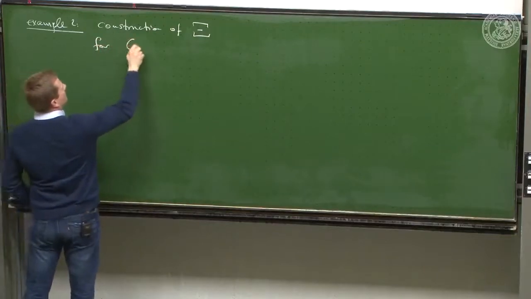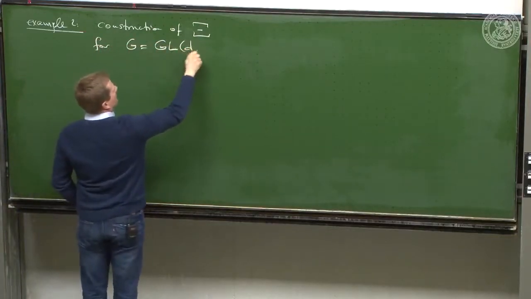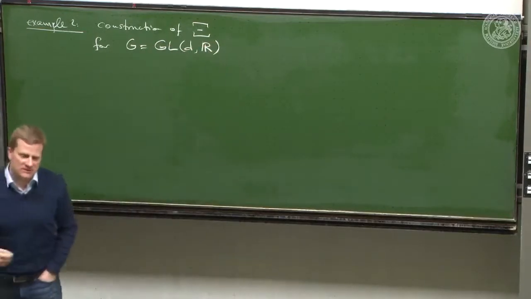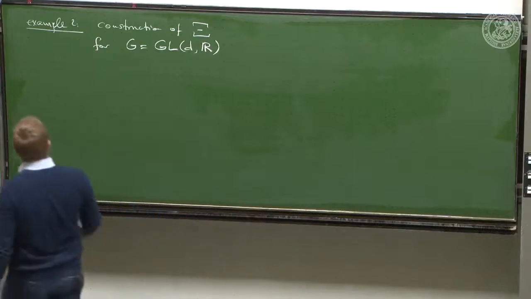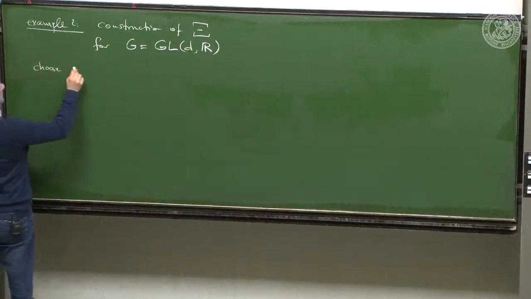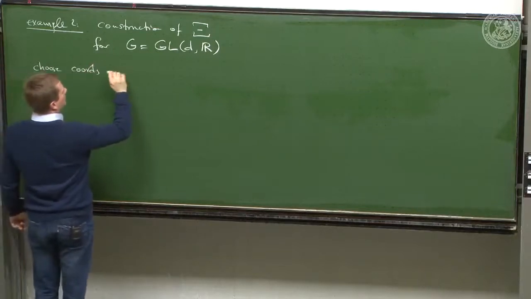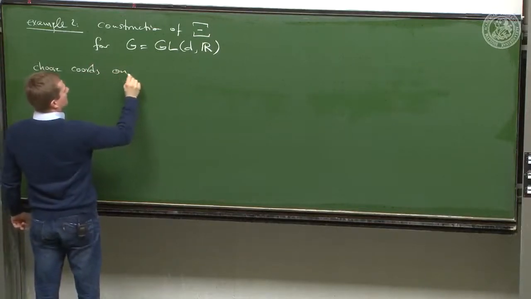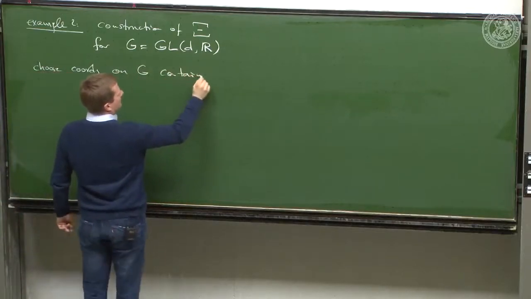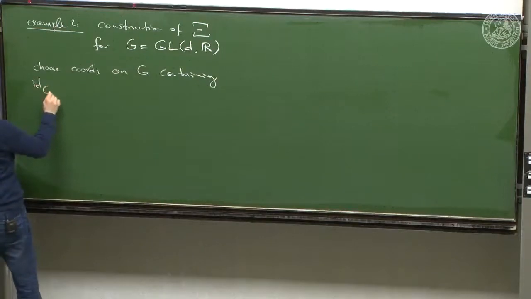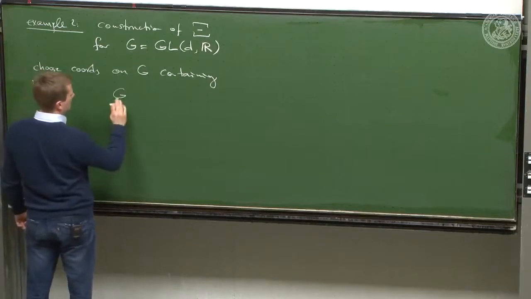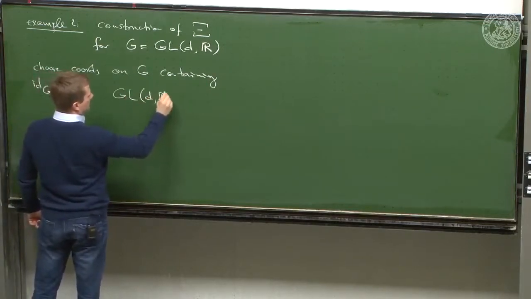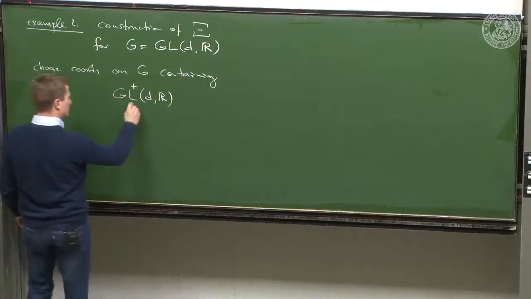For the Lie group G given by GL(D, R). So this has really only to do with the Lie group at hand. And so the first thing we do, we choose coordinates on G, on the Lie group, containing the identity. Containing the identity of G. So that's part of G, well, say some connected component here of the identity.